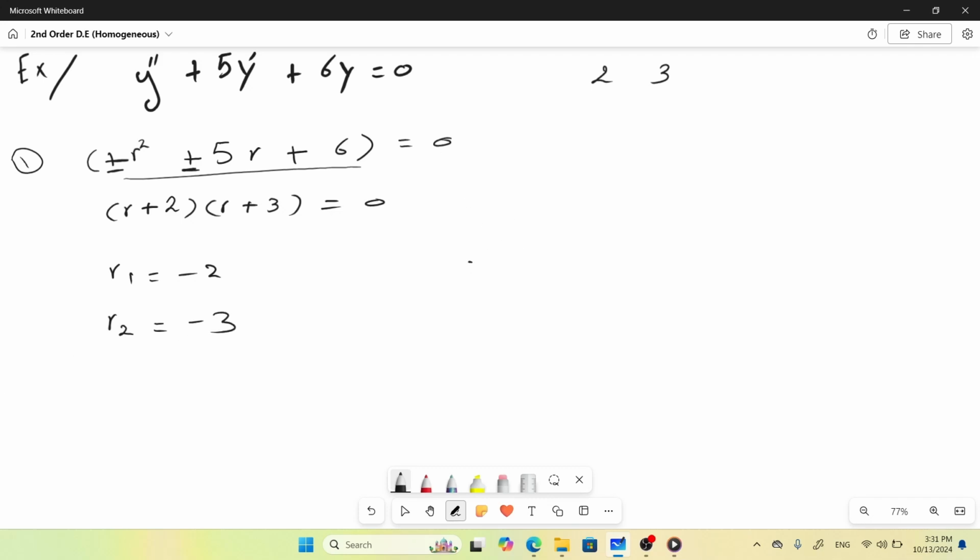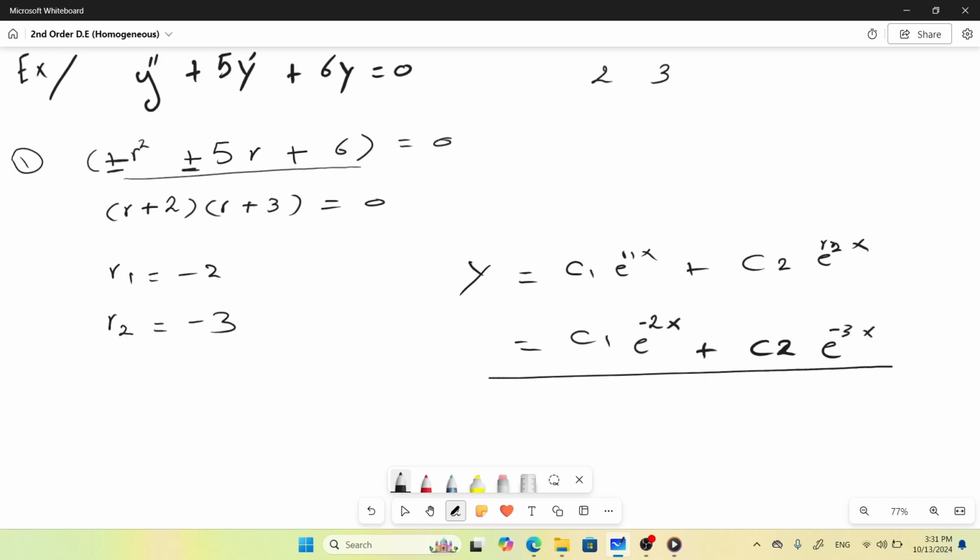Therefore, our general solution will be c1 exponential of r1x plus c2 exponential of r2x. Now we have c1 exponential of -2x plus c2 exponential of -3x, and that's the final answer.